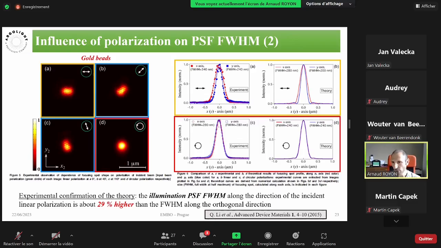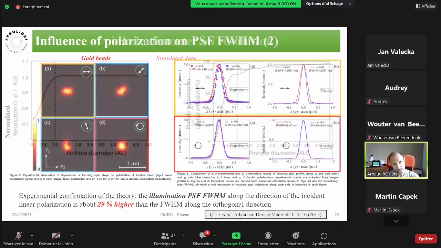And if you do the calculation, they experimentally found the same value as it was simulated, about 30% for the illumination PSF. And note that because they used only gold beads, they measured the illumination PSF and not the overall PSF of the microscope.